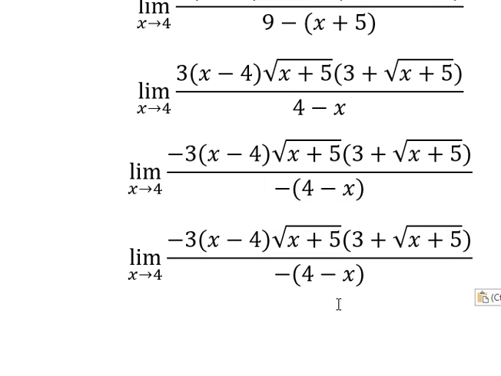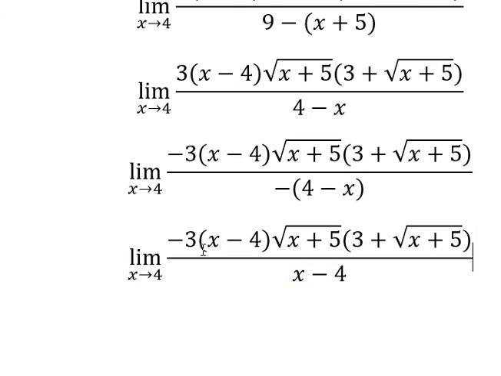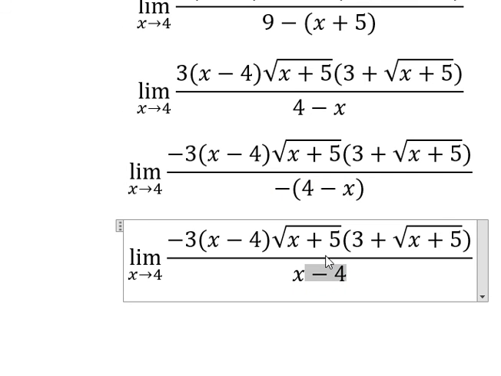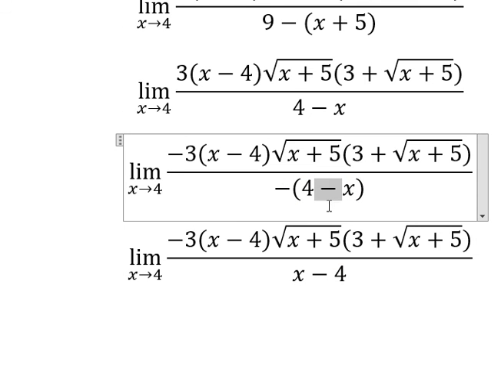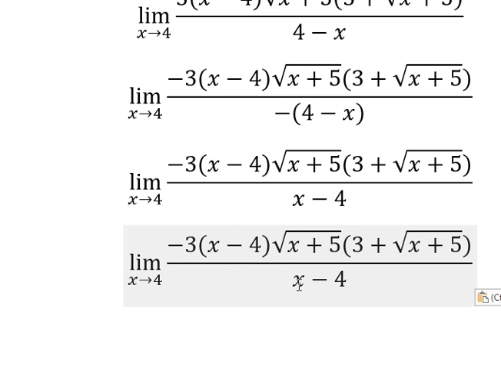So, negative 4 minus x we change to x minus 4. Because negative with number 4, we have negative number 4. Negative, negative, we have positive x. x minus 4 divided by x minus 4, we cancel.